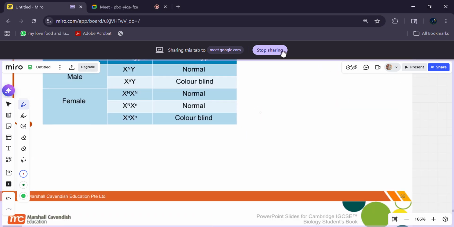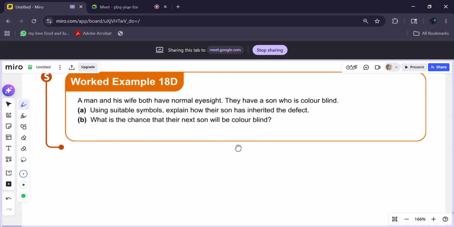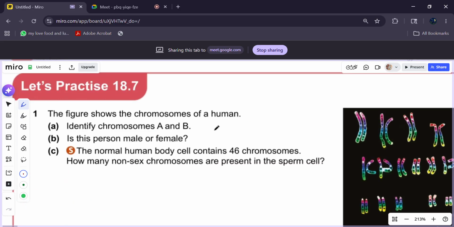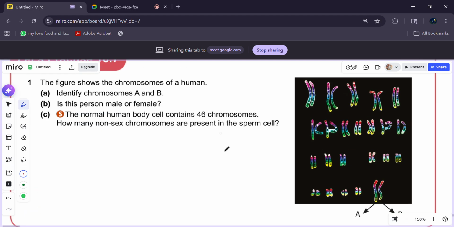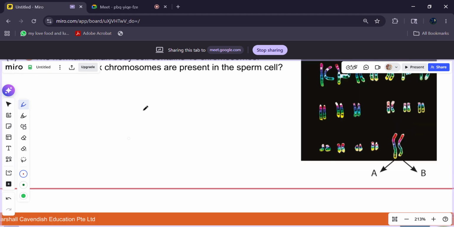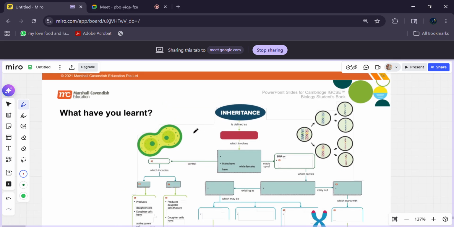So now we have a worked example. A man and his wife both have normal eyesight. They have a son who is colorblind. Using suitable symbols, explain how the son has inherited the defect and what is the chance that their next son will be colorblind. So here are some questions. Here is some practice. The figure shows the chromosomes of a human. Answer these questions, and we have arrived at the end of the chapter.